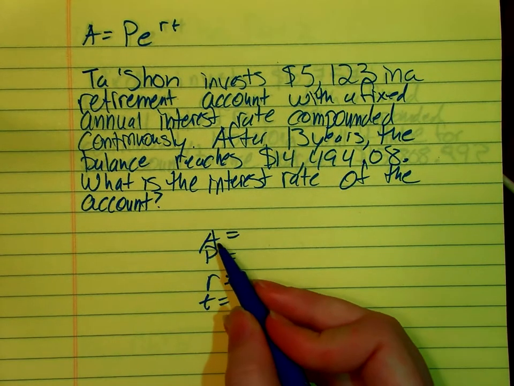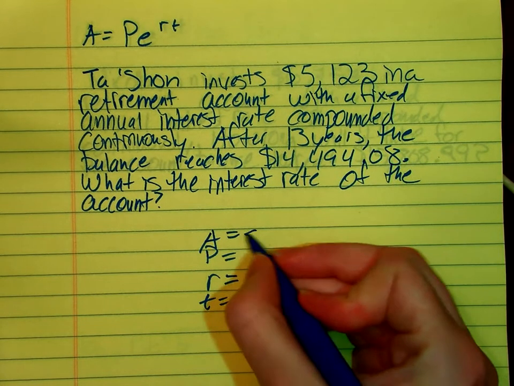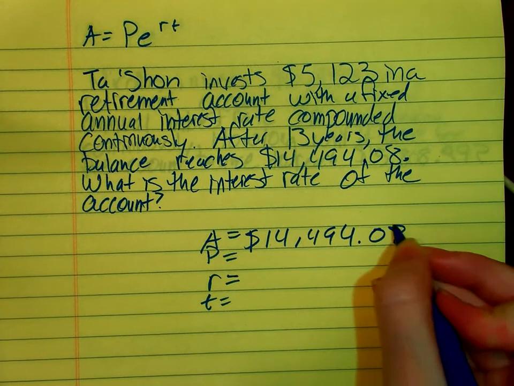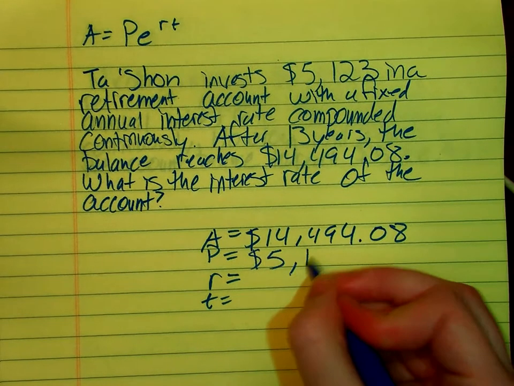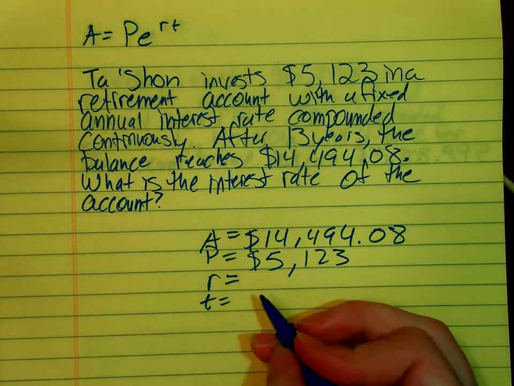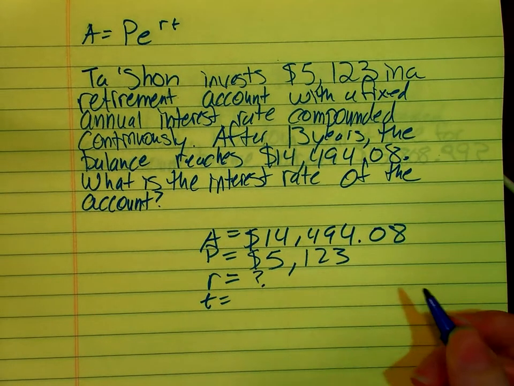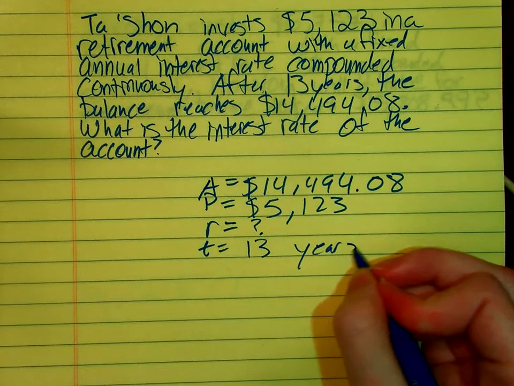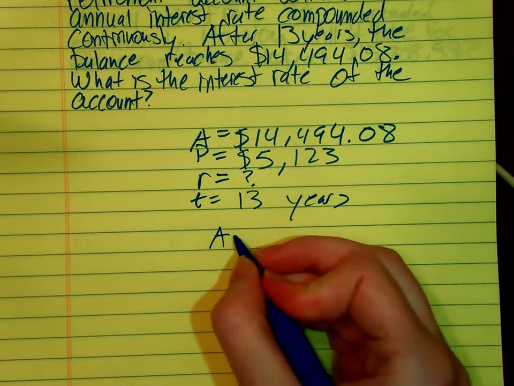So do I know the ending amount? Yep, that's the bigger number always consistently. That is $14,494.08. Do I know my starting amount? Yep, that's the $5,123. Do I know my interest rate? No, that's exactly what they asked me for, so I'm going to just put a question mark. Do I know the amount of time that passed? Yep, 13 years. And I'll go ahead and put my units too, just because I'm being an extra great student. Alright, now let's go ahead and rewrite my problem.